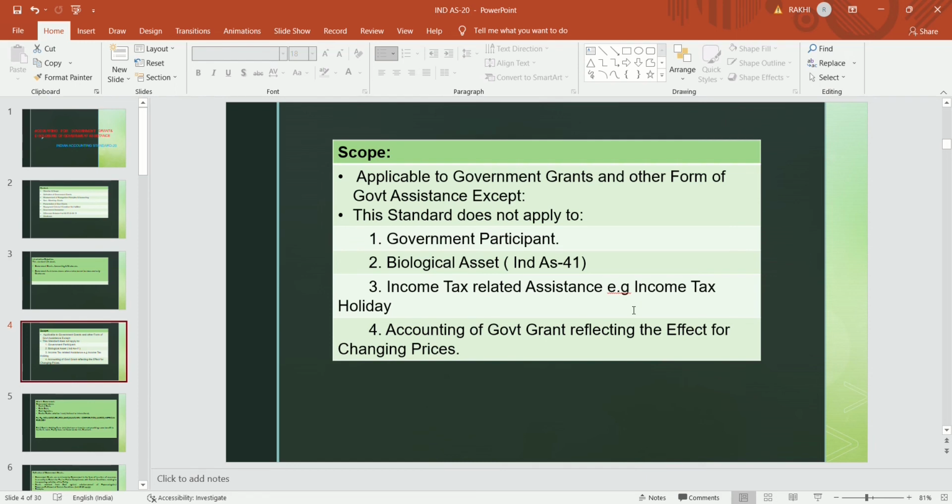as per income tax. Then accounting of government grants reflecting the effect of change in prices, means any grant which reflects the effect of changing prices, that is not included in this standard. So this standard is applicable to every type of government grants and other forms of assistance except government participation in equity, biological assets, income tax related tax holidays, and accounting for government grants reflecting the effect of changing prices. These are the scope; this is the negative list which is not included in this standard.